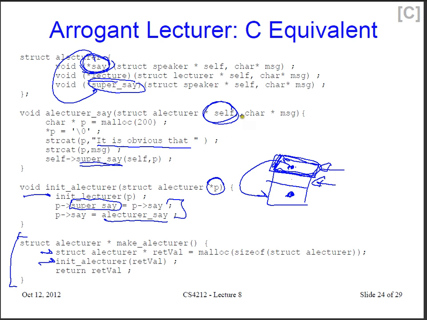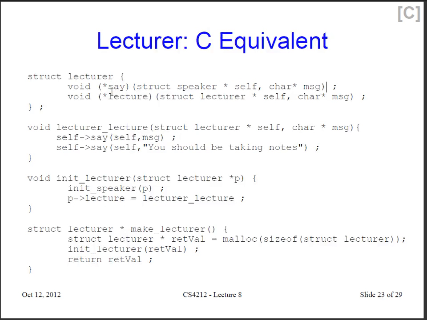If I have an arrogant lecturer and I invoke a method that belongs to one of the superclasses, for instance, the lecture method, right? When that lecture method calls say here, this self is the self that was set up by an arrogant lecturer. All right? So when we do self.say, this is the say of an arrogant lecturer. It's not the say of the speaker.